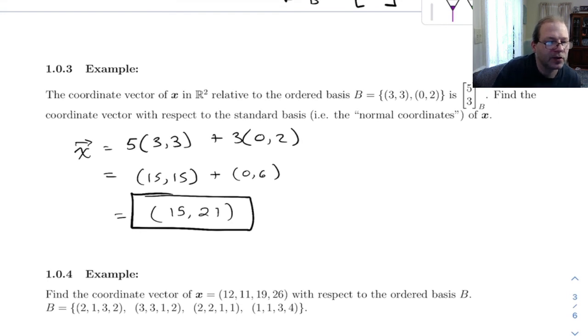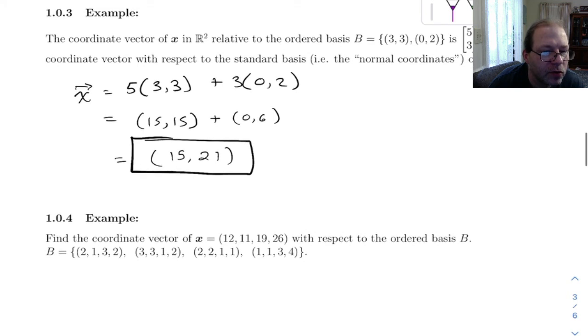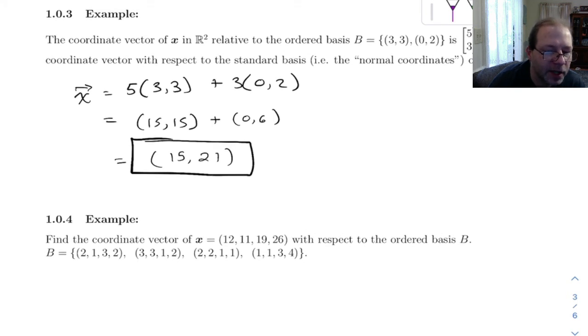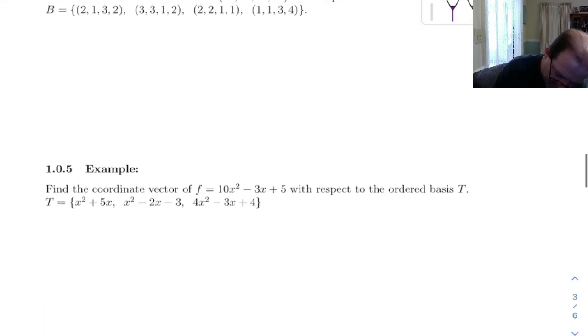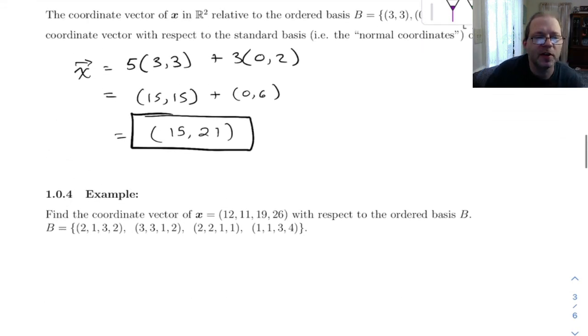All right, find the coordinate vector of x equals 12, 11, 19, 26 with respect to this ordered basis. Tell you what, let's put the rest of these examples in the next video.